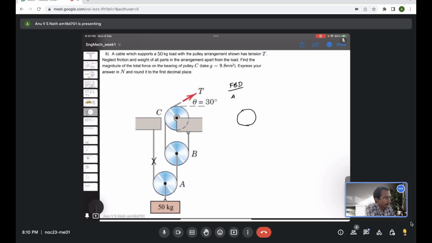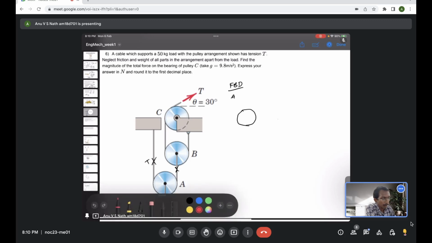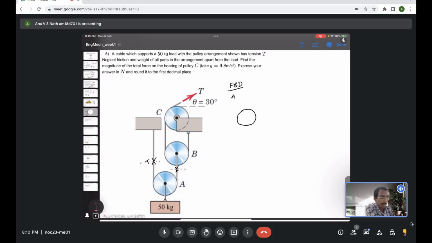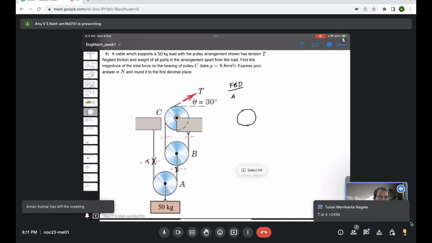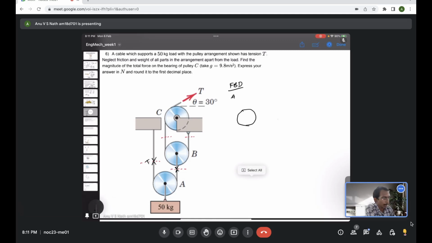Okay, so you can see here the tension in a string you can represent like this. If you want to split it into a free body version, like this. Similarly, it's like you're trying to cut the string. So we have T at A equal to 245 Newton. Yeah, we'll come to that. 245 Newton is the tension at A. So yes, we have TA here.